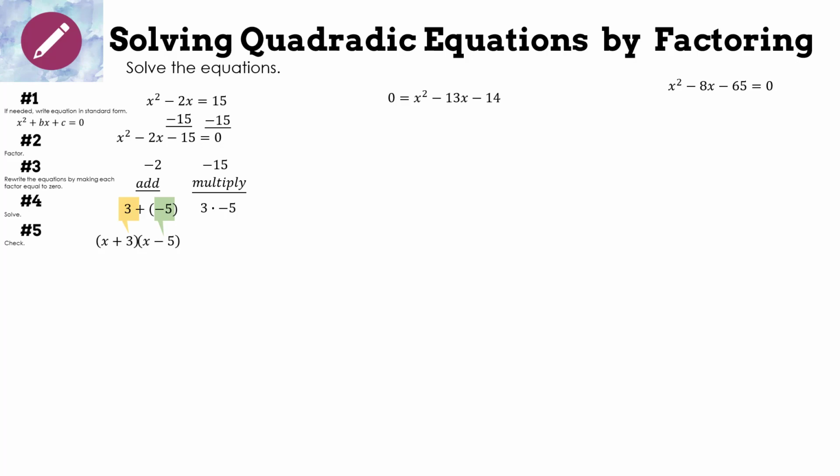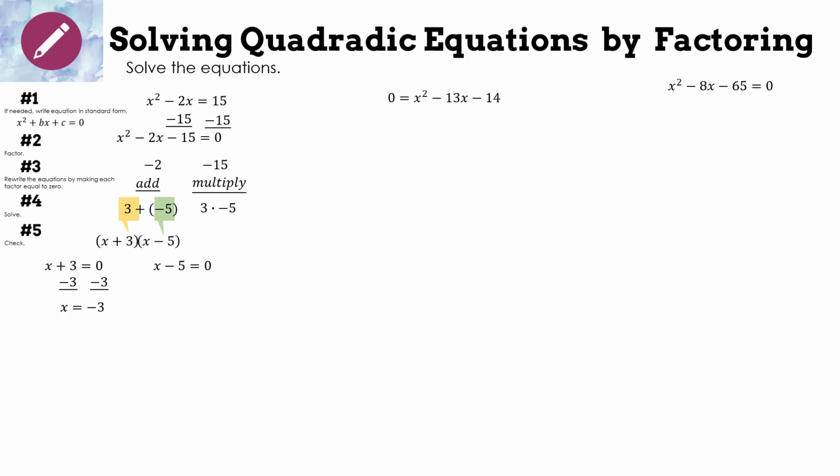So now that we've factored it, we need to rewrite the equations by making each factor equal to 0. So we're going to say x plus 3 equals 0. I'm going to solve for x. So I subtract 3 from both sides. And my first solution is x equals negative 3. But remember, we always have to check. Let's look at the second one.